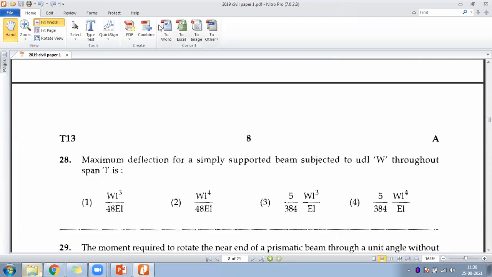Question number 28. Maximum deflection for simply supported beam subjected to UDL w throughout the span L. Tell me what will be the answer. Question number 28. What will be the answer? Option D, or option 4. Correct. It is UDL of w; UDL intensity they have given. If UDL intensity is given, then that will be wL raised to 4. Okay, correct.